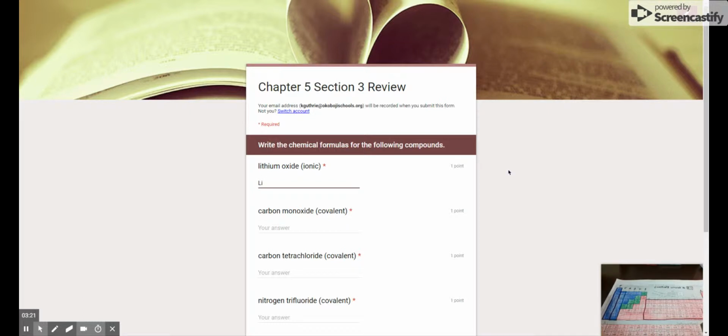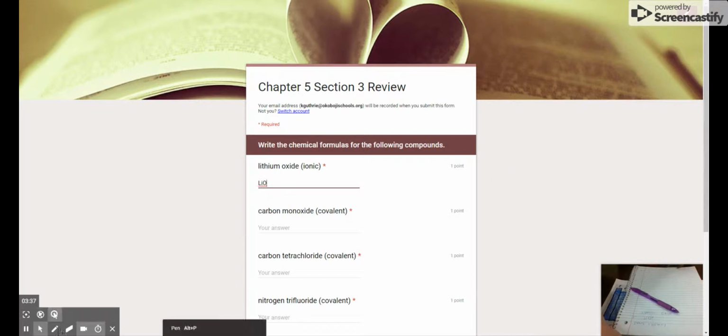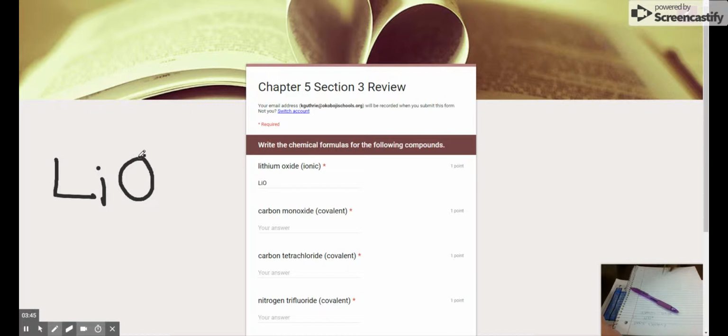The symbol for lithium is capital L, little i. Oh, this is telling us that this is an ionic compound. I thought this was all covalent. So you're going to write Li and then O. What you need to figure out, because it is ionic, is the charges. So if I write Li and O, now I need to figure out what the charges are here.